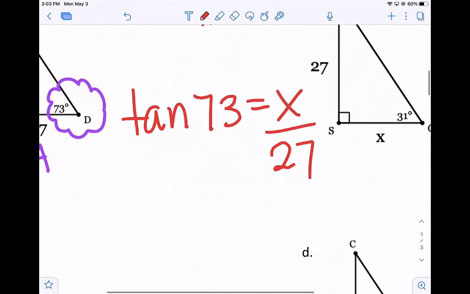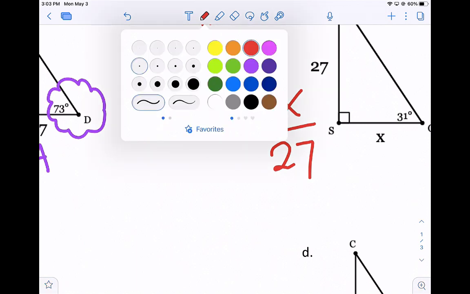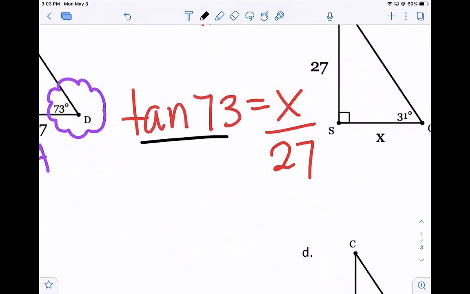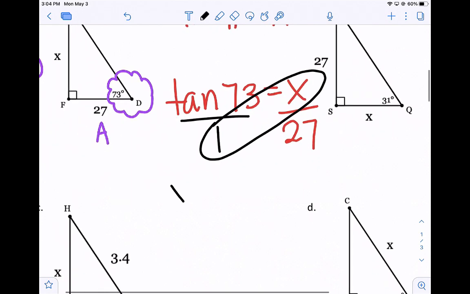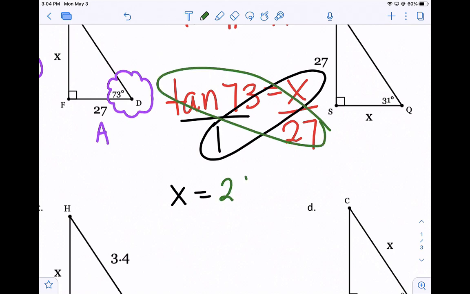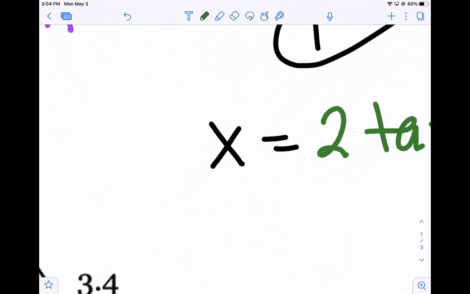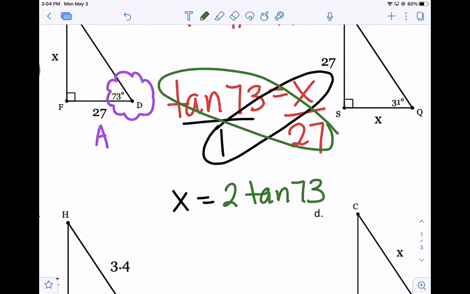And then to get rid of the divided by 27, we can multiply each side by 27. Another way is we can cross multiply. So to do that, I'm just going to put this over 1. And if we have 2 ratios that are equal, we can cross over and multiply. 1 times x is 1x. And then we'll put the equals, and we'll cross over the other way, 27 times tangent of 73. And if you notice, x is by itself, so we just have to type this in.